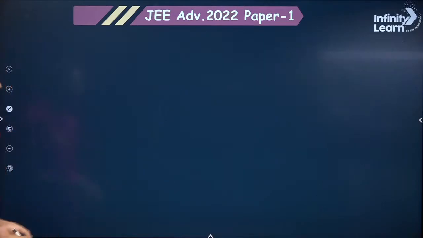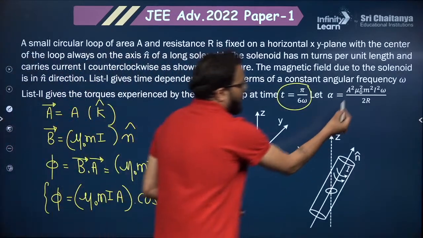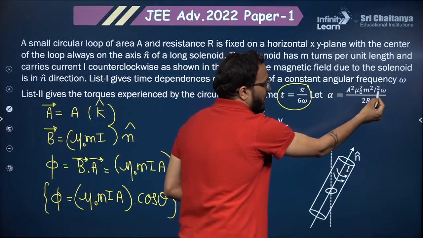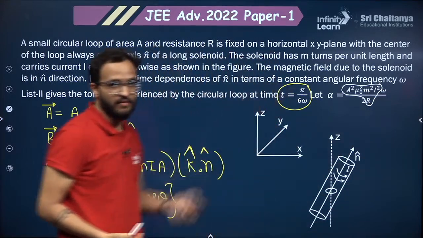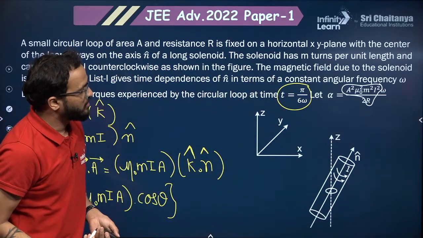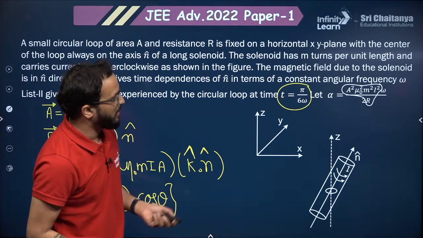Now let's have a look. A square mu naught square m square I square upon R. This we have already found out. So don't you think this quantity is R alpha by omega?